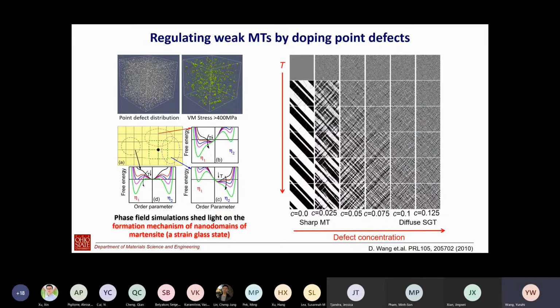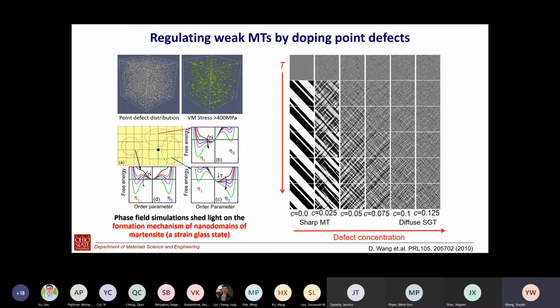so we can use the low modulus and the transformation to meet our requirements. So if you have a relatively weak martensitic transformation, for example, if the application only requires about 1 or 2% of recoverable strain, then I can use, say, point defects, just like solution strengthening in the regular metallic alloys.